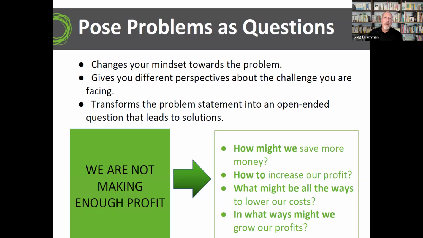But if we want to actually try to solve the problem and find out how we might make more profit, we need to transform that. And so we have some thought leaders or sentence question leaders that help us do that. One of them is HMW. How might we save more money? How might we increase our profit? What might all the ways be that we could lower our costs? And what ways might we grow our profits?